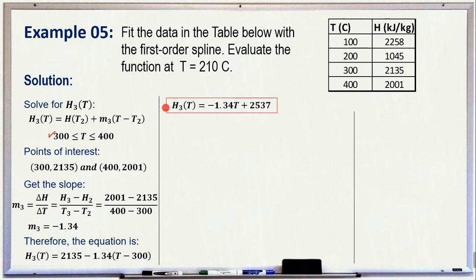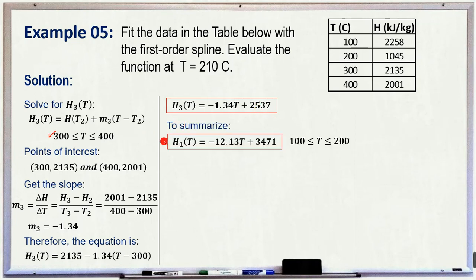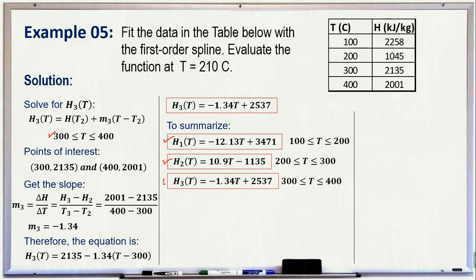form for the third linear spline: h3 of t is equal to negative 1.34 t plus 2537. To summarize, this is our first linear spline for the enthalpy as a function of temperature. This is the second, and this is the last.